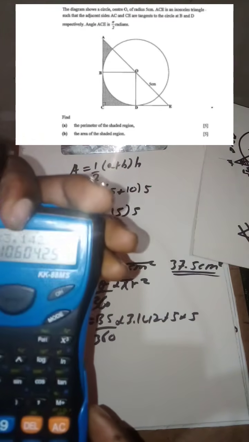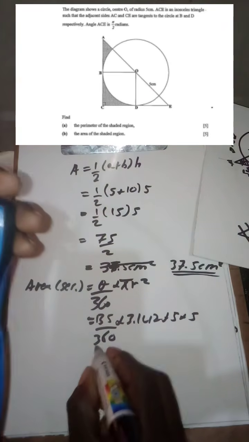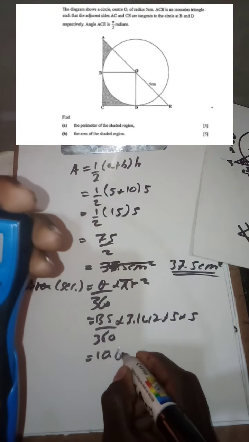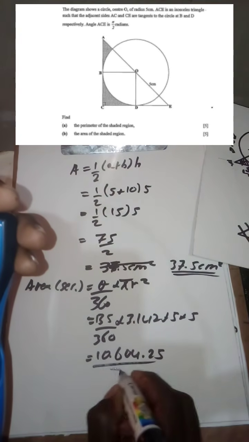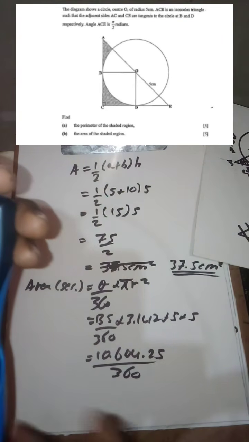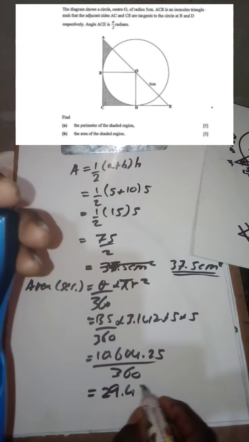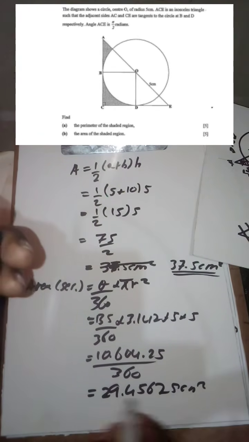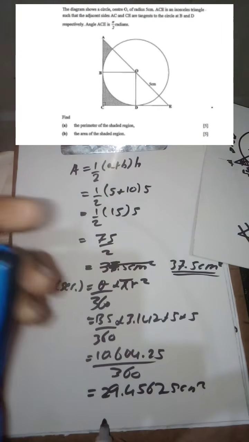So we have 10,604.25, and we divide it by 360. What we are going to have as the answer is 29.45625 centimeters squared. Remember, this is the area of the sector inside there, so we just subtract this from what we have here.